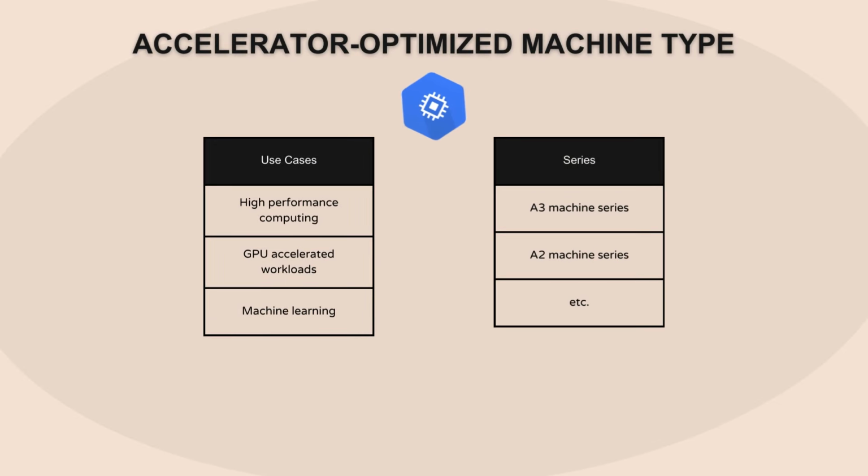Accelerator-optimized machine types are built for the most compute-intensive applications. They are tailored to accelerate tasks such as graphics rendering, complex computations, and machine learning inference by harnessing the power of GPUs. With these specialized VMs, you can significantly speed up processing times and tackle advanced computational challenges.